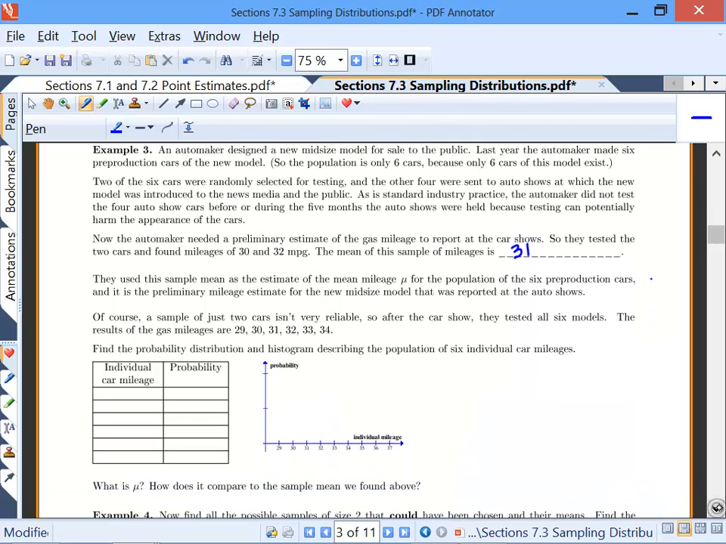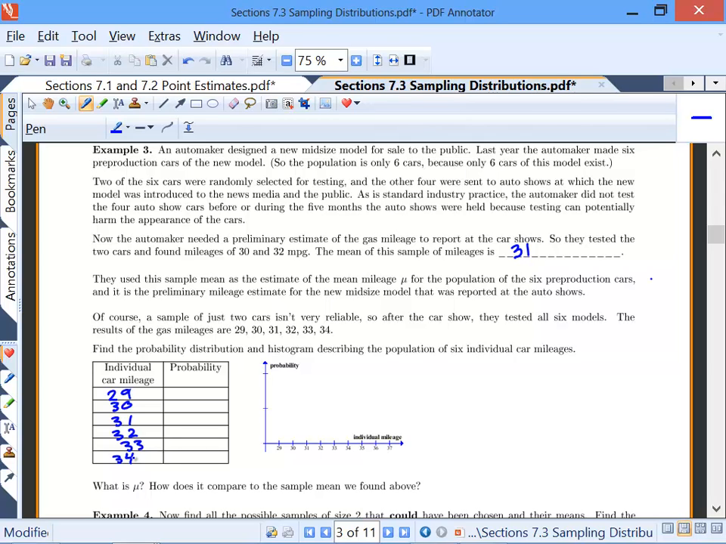Now, just a sample of 2 cars wasn't very reliable, so after the car show, they tested all 6 models, and the results of the gas mileages are 29, 30, 31, 32, 33, and 34. Probably some nice made-up numbers. So let's find the probability distribution and the histogram describing the population of the 6 individual car mileages.